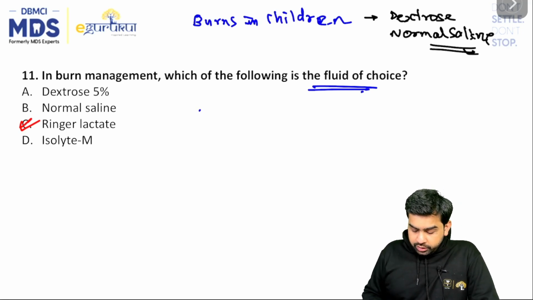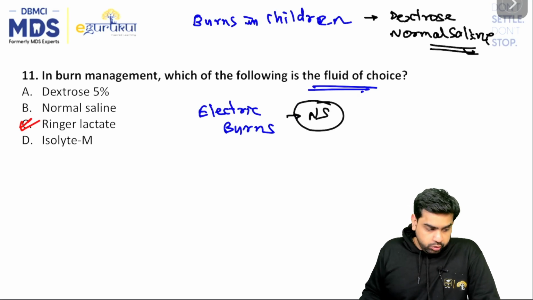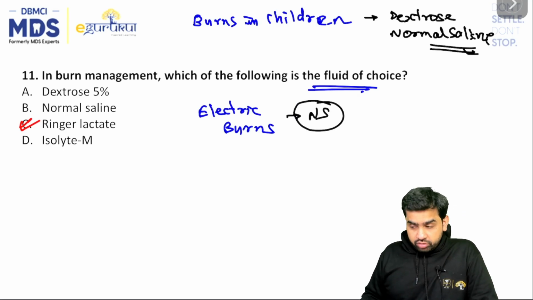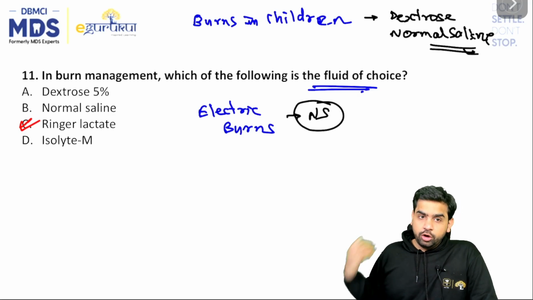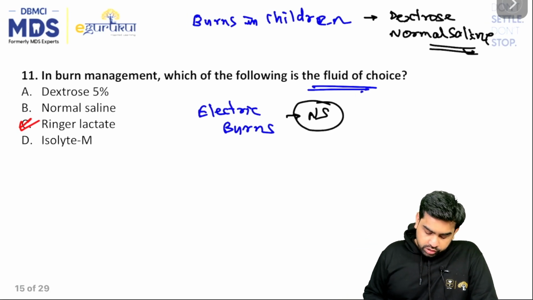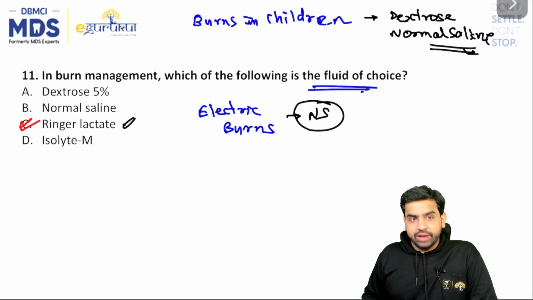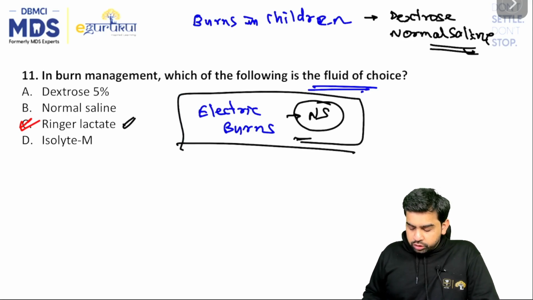What about electric burns? In electric burns, what you need to understand is that the fluid of choice is normal saline. It's not that you cannot use Ringer's lactate in electric burns. You can still use it, but the preferred fluid in electric burns is normal saline. But overall, in flame burns, the fluid of choice is basically Ringer's lactate. That's important.